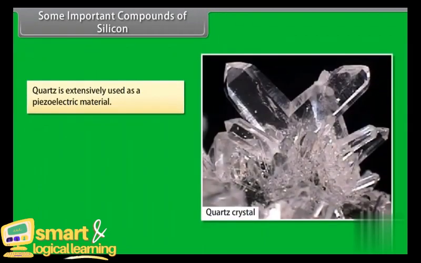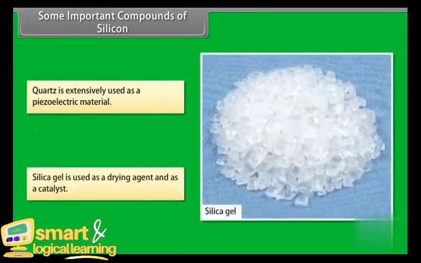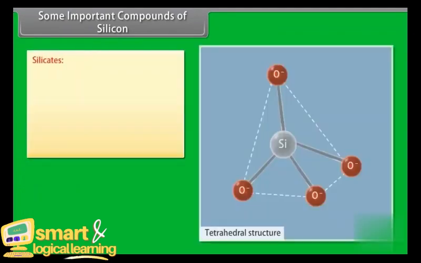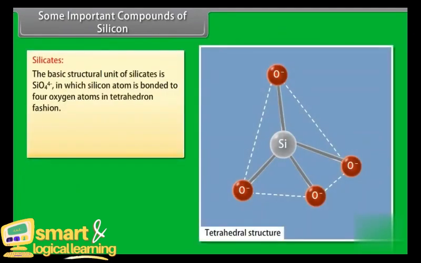Quartz is extensively used as piezoelectric material. Silica gel is used as a drying agent and as a catalyst. Silicates. The basic structural unit of silicates is SiO4 4-, in which a silicon atom is bonded to 4 oxygen atoms in tetrahedron fashion.